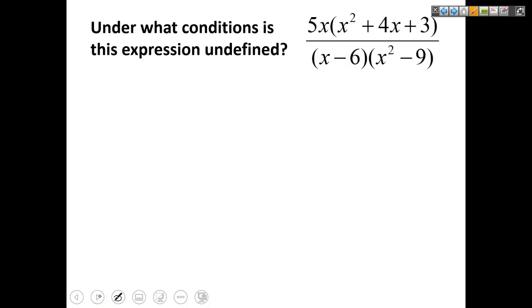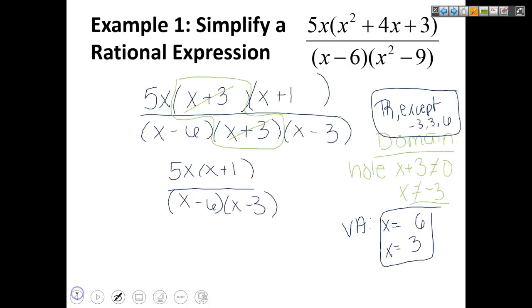I did it all on one page. Under what conditions is the expression undefined? It is undefined under these conditions here. Just circle it, throw an arrow down, or just cross it off. But that is where it's undefined. It's undefined where the domain does not exist.